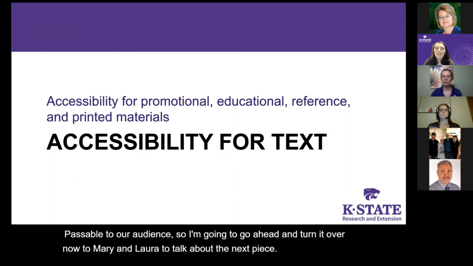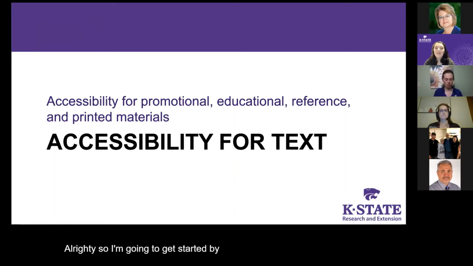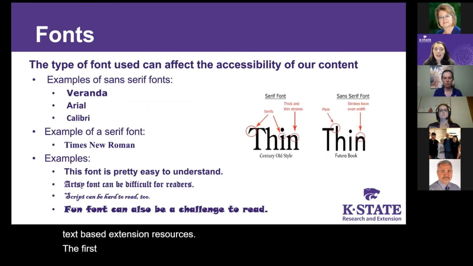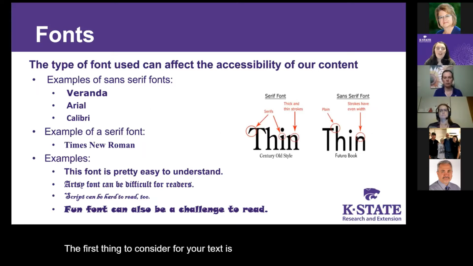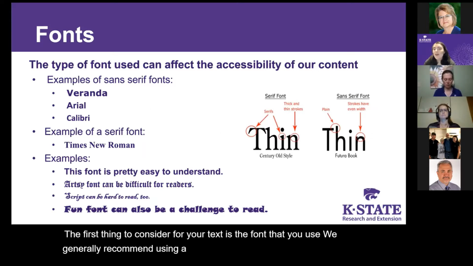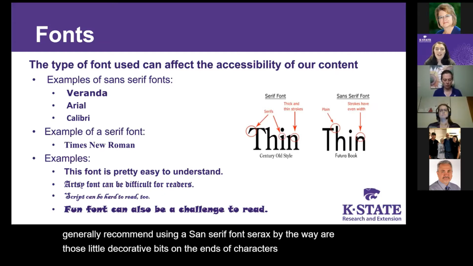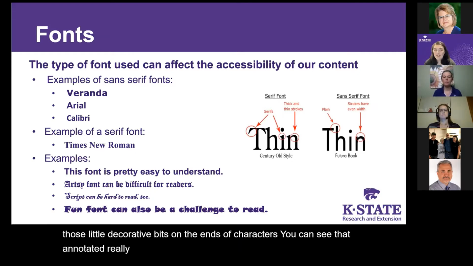Alrighty, so I'm going to get started by talking about accessibility for text-based extension resources. The first thing to consider for your text is the font that you use. We generally recommend using a sans serif font. Serifs, by the way, are those little decorative bits on the ends of characters. You can see that annotated really nicely on the image on screen.